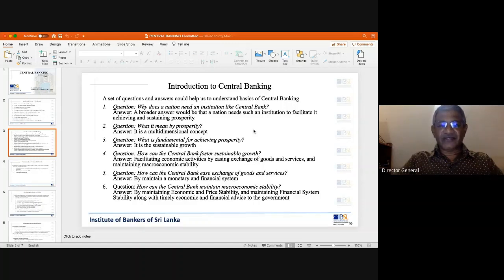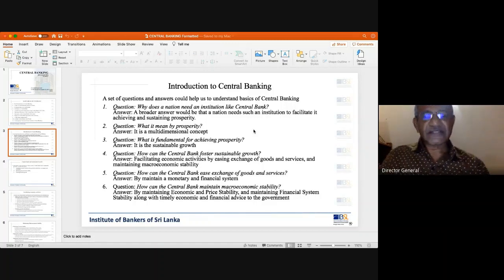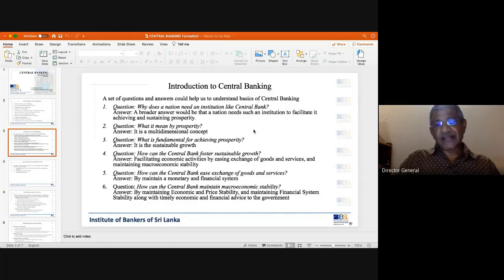Already in our initial discussion, we have answered this. Why do we need the central bank? We have to discuss this a little bit in detail. We saw earlier that the link between the central bank, us, and the rest of the economic units in the Sri Lankan monetary system is money. Then to understand why we need an institution like a central bank, we can ask the question why we need money in the first place.